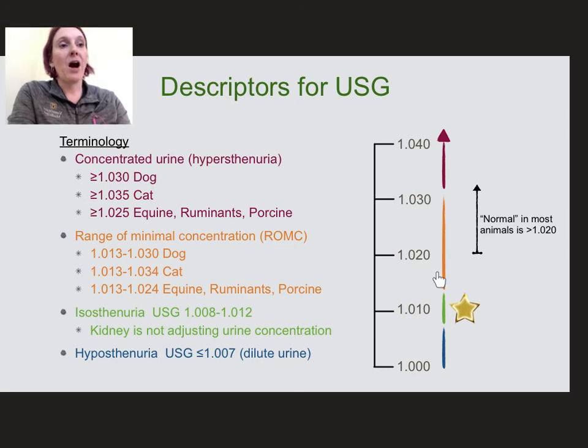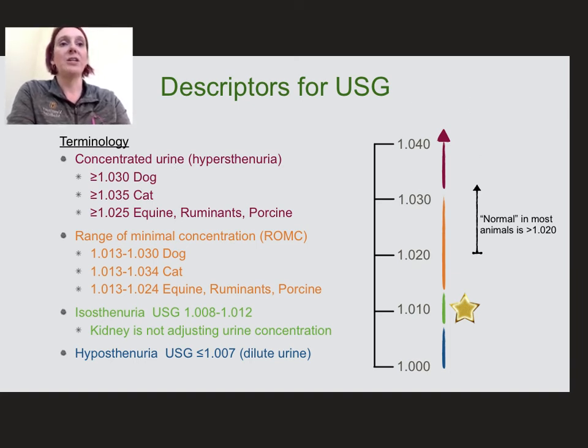From this point up towards the more concentrated ranges, we have a couple of different ranges. One is the range of minimal concentration. It varies a little bit by species as to how well they concentrate their urine here, okay? But this is sort of a gray zone. There's a bit of urine concentration going on. It's not super concentrated. And then this top part here, over about 1030, 1025 for our large animals and 1035 for our cats, is what we call concentrated urine.